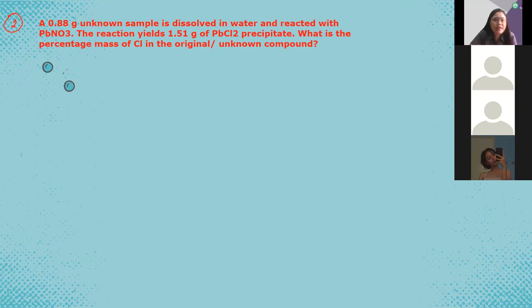Sige, let us see kung sayo tama. Let's start with the given. So given plus the unknown sample na mass, ang mass niya is 0.88 grams. Tapos ang precipitate, unsa ang precipitate nato? PbCl2. Take note na nakabutang niya PbCl2 precipitate. Ang weight ani or ang mass is 1.51 grams. Now the question is, what is the percent chloride dito sa original compound?